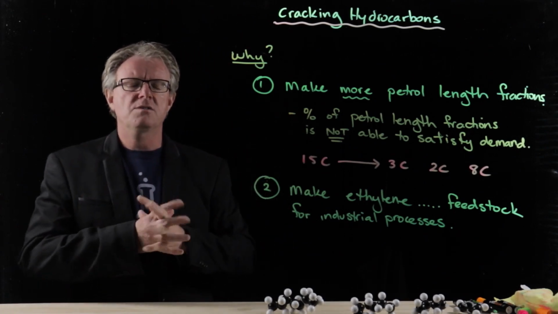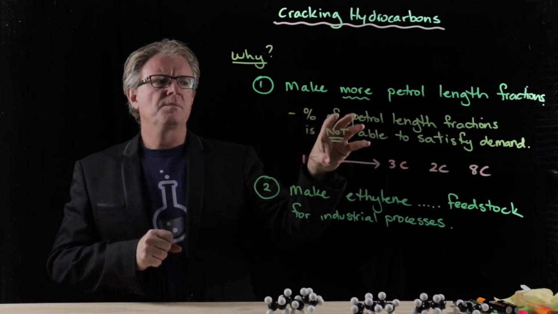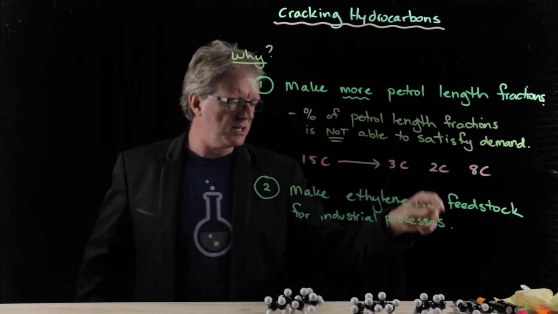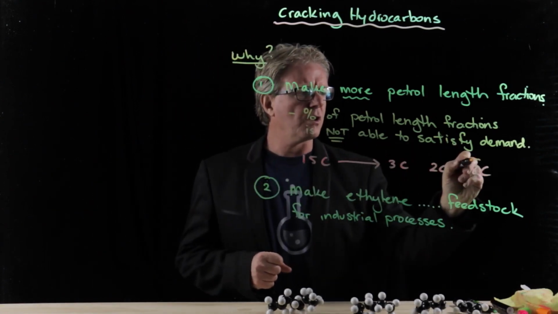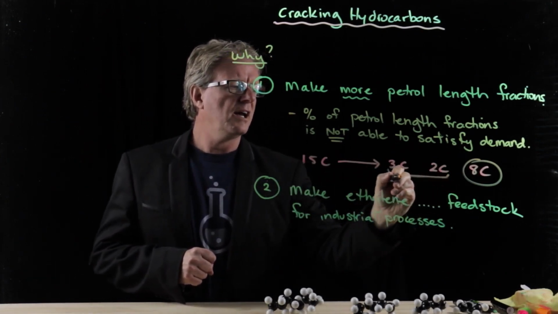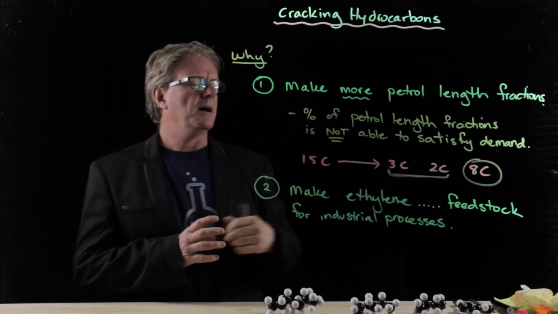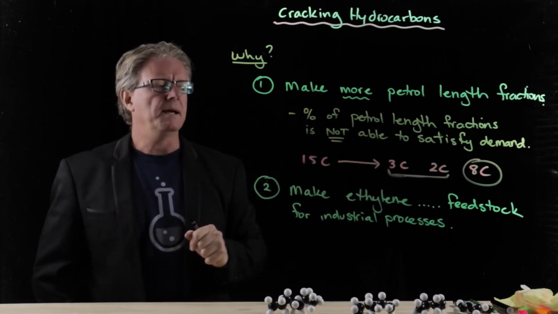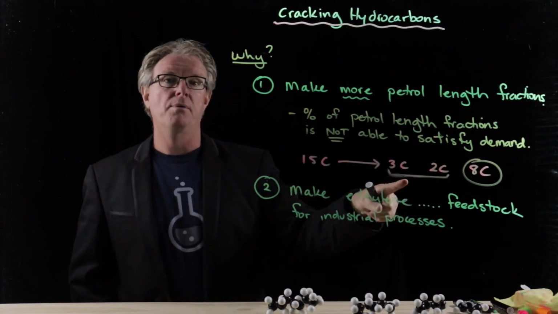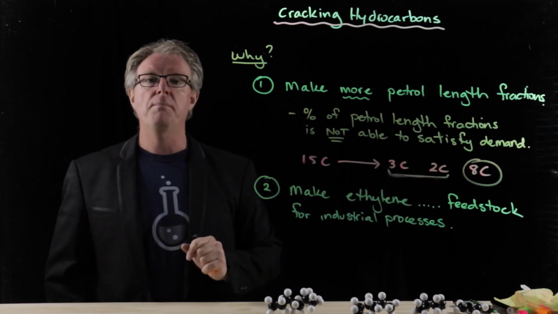Now, what we have to remember here is we want to break our thinking apart: when we crack petroleum, if we're wanting to make petrol length fractions, that is 8 carbon chains, that is the desired product. So these two here can be thought of as waste products, I guess you could call them, or byproducts would be a better name. So this is the desired product because that's what you're after in the process. These are the byproducts. And so in this instance, ethylene can be considered a byproduct.